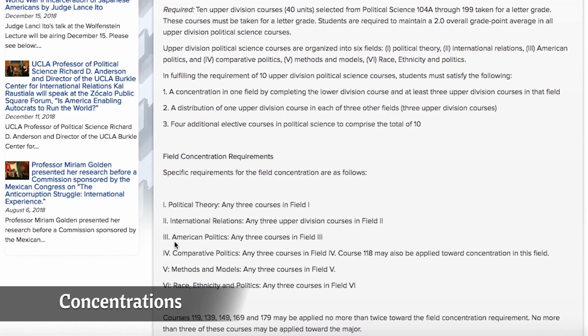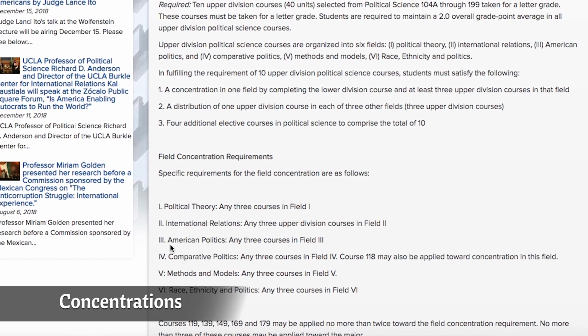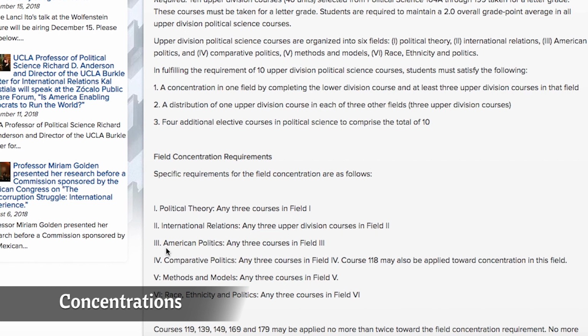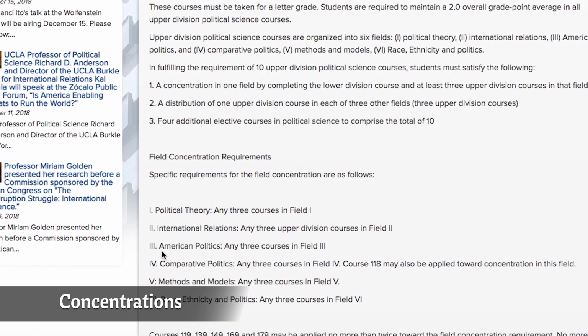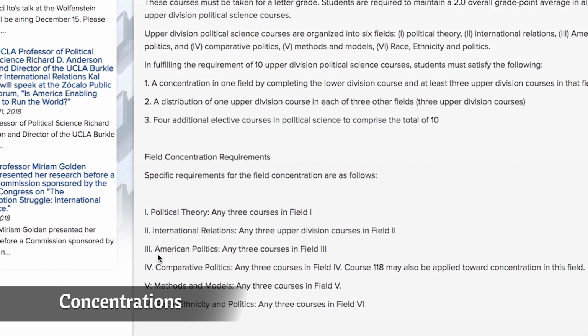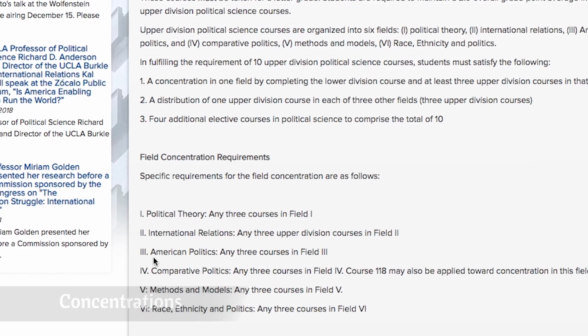Which concentration did you pick? I think it's actually hard to remember. I think I did comparative politics, but I laugh because it doesn't actually matter that much which concentration you choose. I switched it a number of times. That's because, of the 10 classes you need to take as electives, only 3 of them have to be from that concentration. Okay, so you'll be taking classes in a wide spectrum of areas.